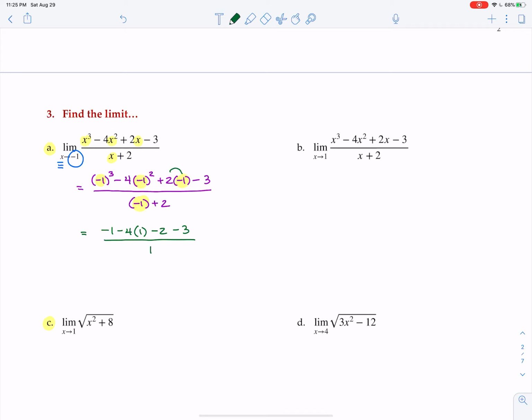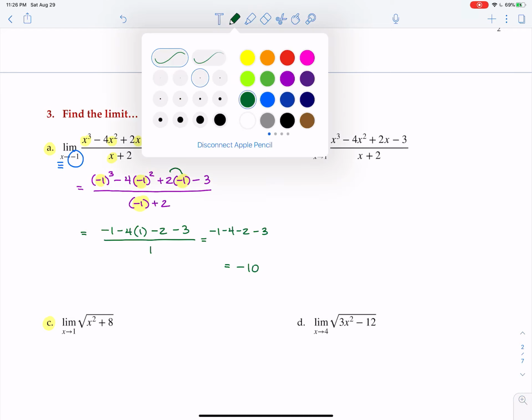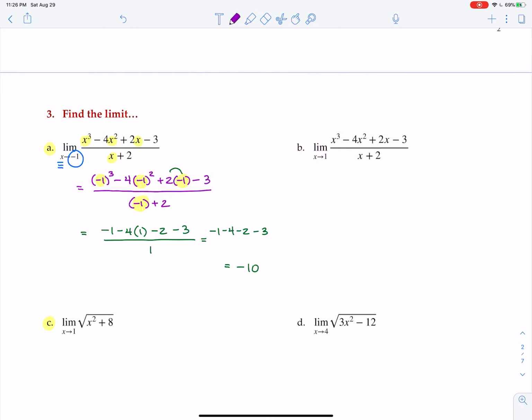-1 plus 2 is a +1. Cool. So that means I really don't even need that denominator anymore. So my limit as x approaches -1 of this entire expression here is just -1 minus 4 minus 2 minus 3. And that just ends up being -10. And sometimes evaluating a limit is just that simple. Cool. We're going to do a couple more together.